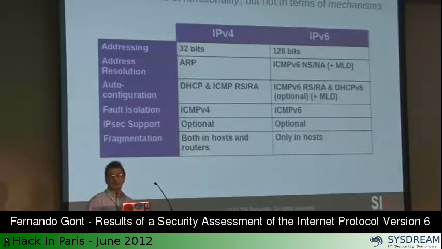When it comes to IPv6 support, it's optional for both protocols. It used to be mandatory for IPv6, but that requirement was removed. And finally, when it comes to fragmentation, in IPv4 it is done both in hosts and routers, whereas in the case of IPv6 it's only done in hosts. The reason for changing that is to avoid having that performance penalty on the routers.